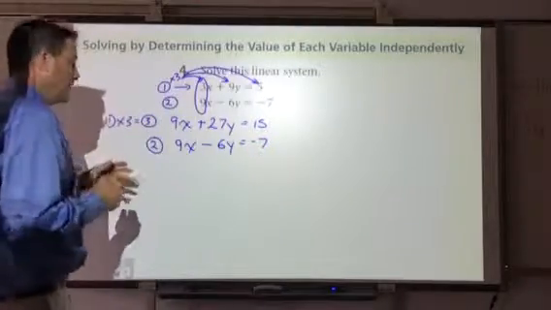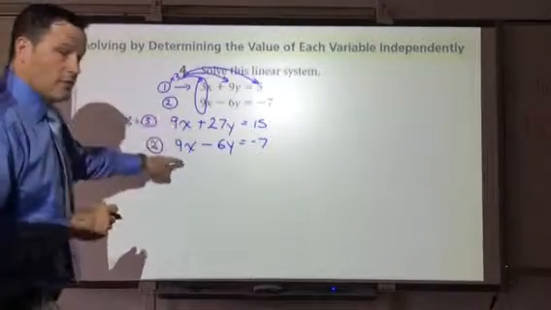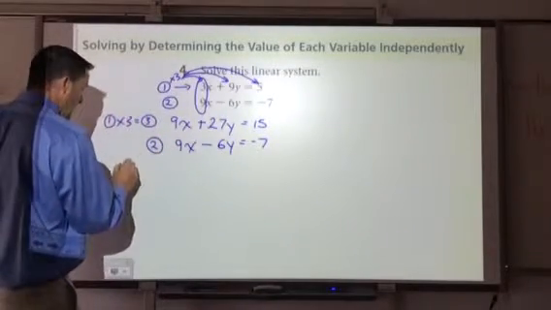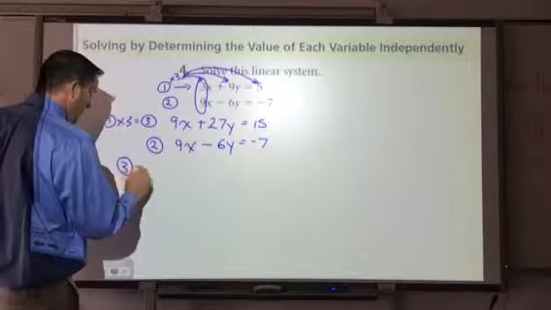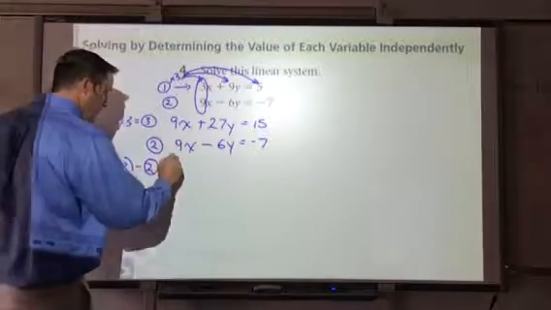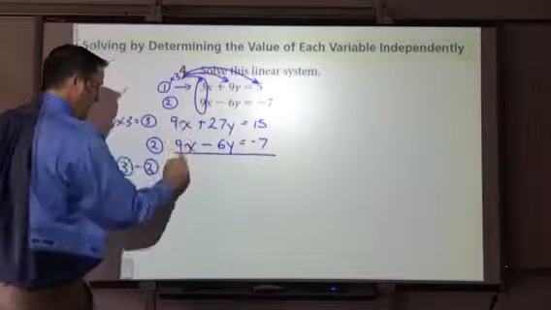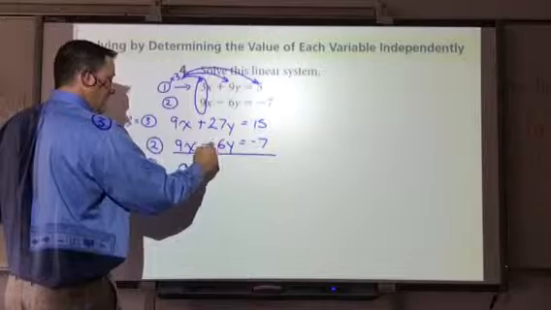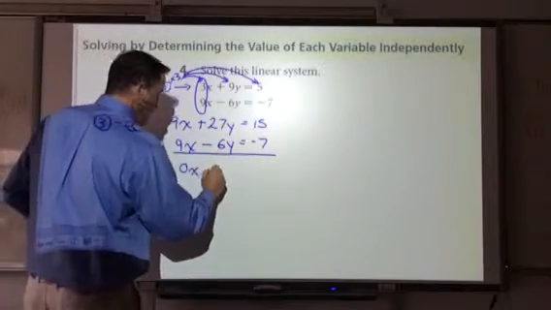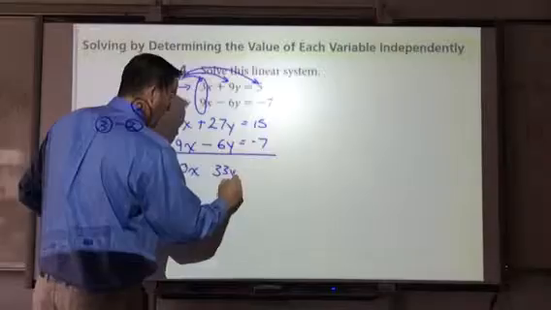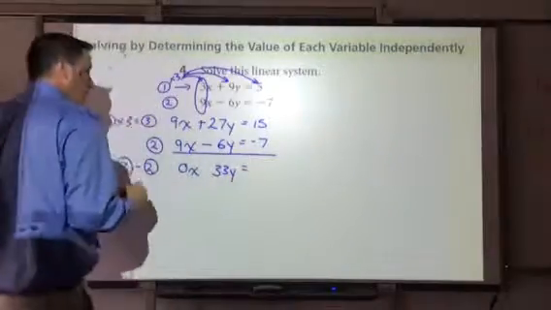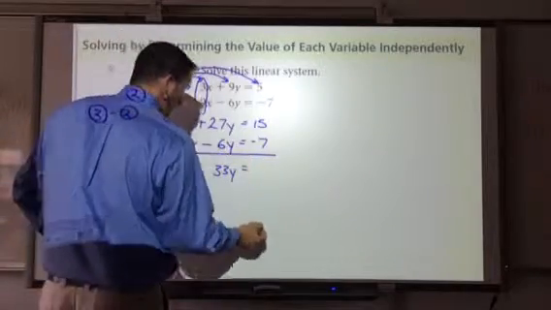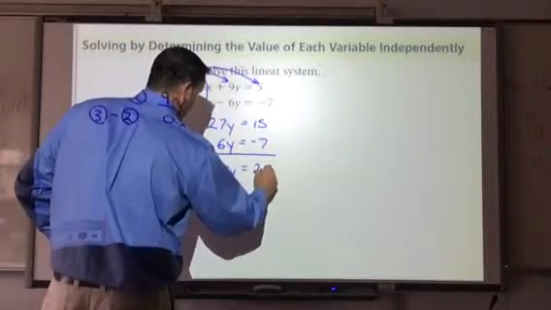Now I want to cancel out the x's. Now that I have the same coefficient, a 9 and a 9, I can cancel out the x's. So we're going to take equation 3 and subtract from it equation 2. 9 subtract 9 is 0x. 27 subtract a -6, so I'm going to add. So I get 33y equals 15 subtract a -7 means plus, I get 22.